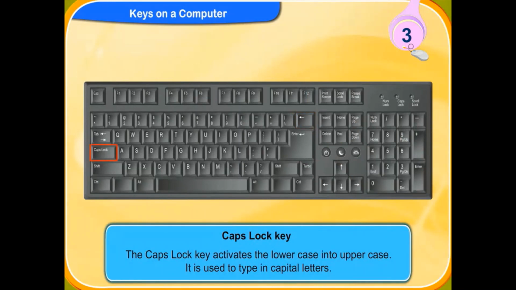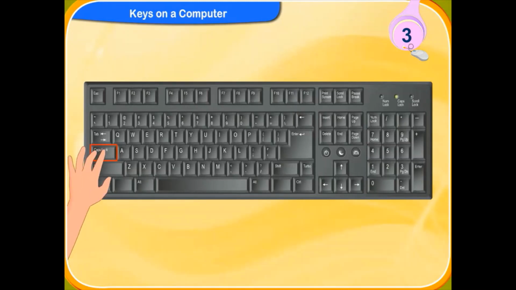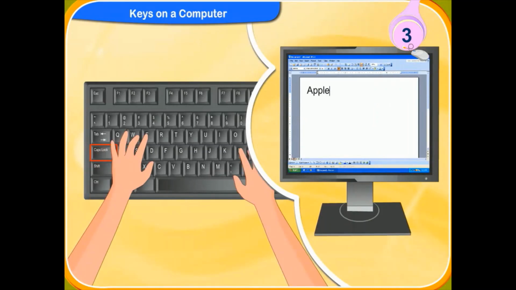Caps lock key. The caps lock key changes lowercase into uppercase. It's used to type capital letters. When you press this key, a light glows on the top right corner of the keyboard, indicating that the caps lock is on.